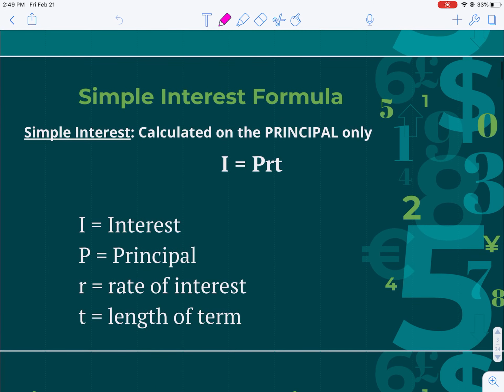The simple interest formula. Simple interest is calculated on the principal only. I equals P times R times T. I is the interest. P is the principal. R is the rate of interest, but it is in decimal. T is the length of term in years.